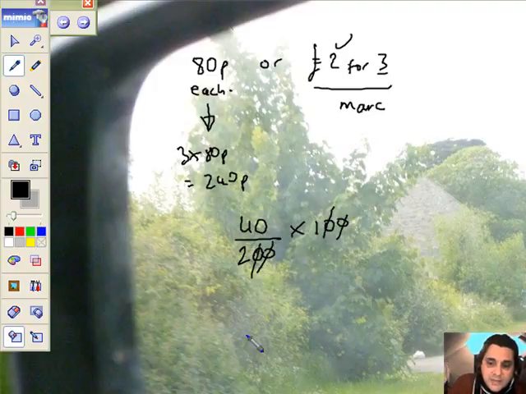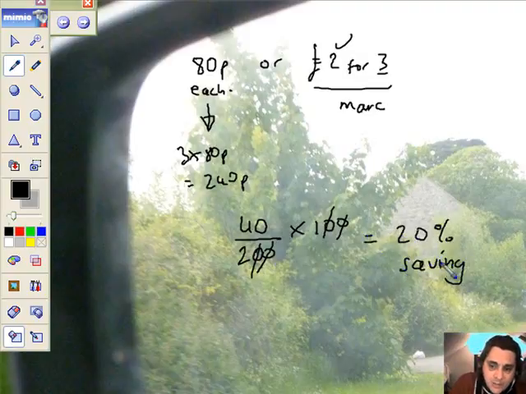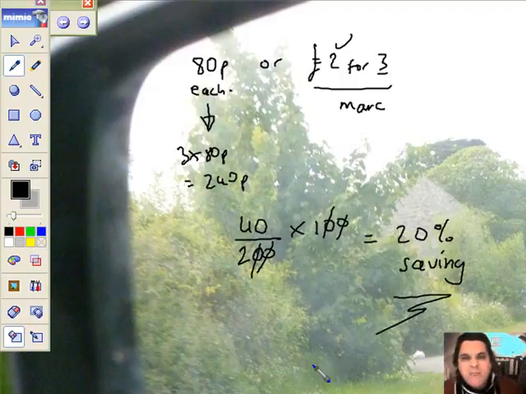Look how sweet that is. What do we got here? We got 40 times 1 divided by 2. He made a 20% saving. Alright, so it's best to buy in bulk, it would seem. And that's really, really easy. What's over the page? Anything half decent?